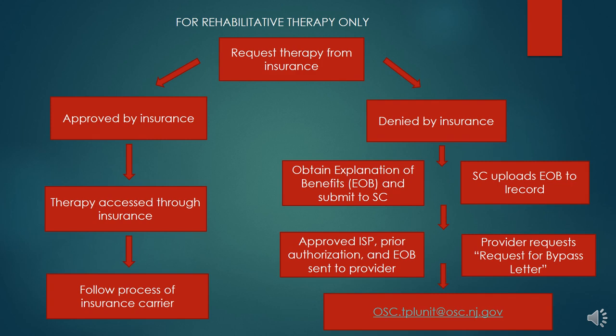Once the service plan has been approved, the support coordinator sends the prior authorization and the EOB from the insurance carrier to the provider. The provider must then request the bypass letter request form from the email address listed here. The provider completes the form, attaches the EOB for the denied service, and submits the documents to the OSC. Staff at the OSC will review the information and issue a bypass letter if appropriate. The provider then submits a claim for services along with the bypass letter for payment.